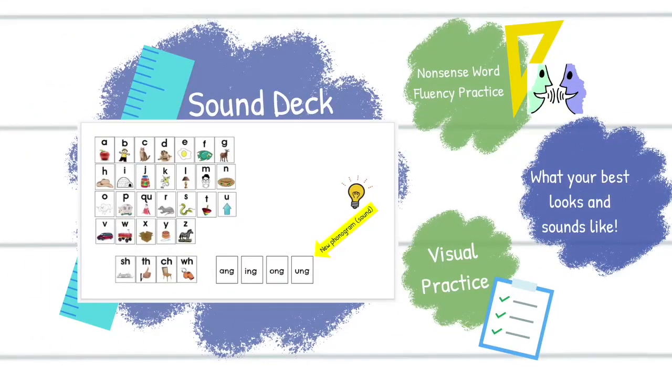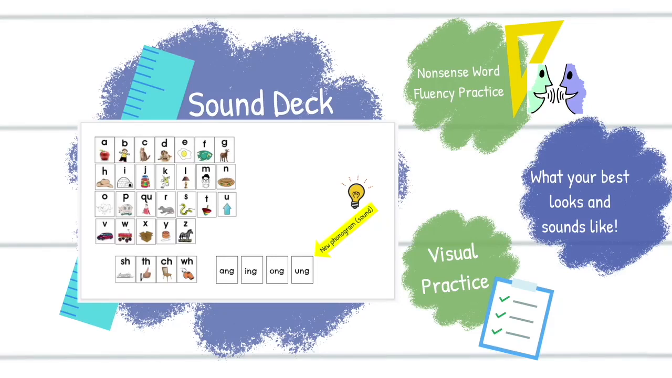Okay, so let's get started here with our sound deck. Now, as we go through this exercise, please remember to trace the sounds as you are saying them. A, apple, a. B, boy, b. C, cat, k. D, dog, d. E, egg, e. F, fish, f. G, goat, g. H, hat, h. I, igloo, i. J, jam, j.